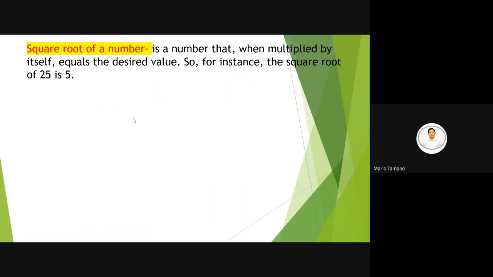Now, what is a square root of a number? When we say square root of a number, it is a number that, when multiplied by itself, equals the desired value. So, for instance, the square root of 25 is 5 because if you multiply 5 by itself, 5 times 5, it gives you 25 as a product. Naintindihan? Yes. Therefore, the square root of 25 is 5. Okay?